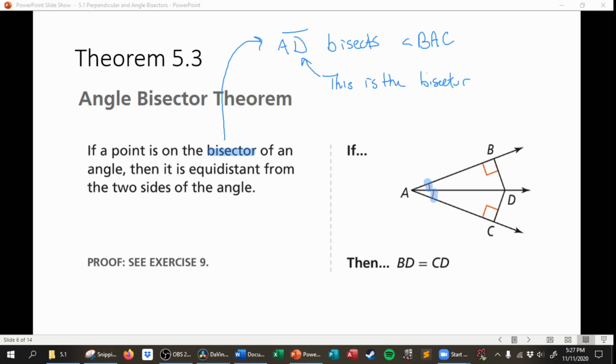I'm going to switch colors. Let's go green, drawing tool. So what it's saying is if this happens, then BD is equal to CD.